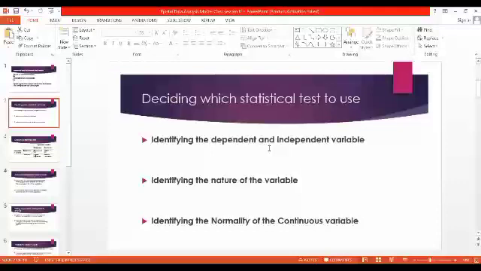Now, what is a dependent and independent variable? As I've said briefly in our earlier session, dependent variables are those variables that don't change. However, independent variables are variables that change. An example will give you an insight of what this really means. So I will share a spreadsheet that I prepared just to explain this.